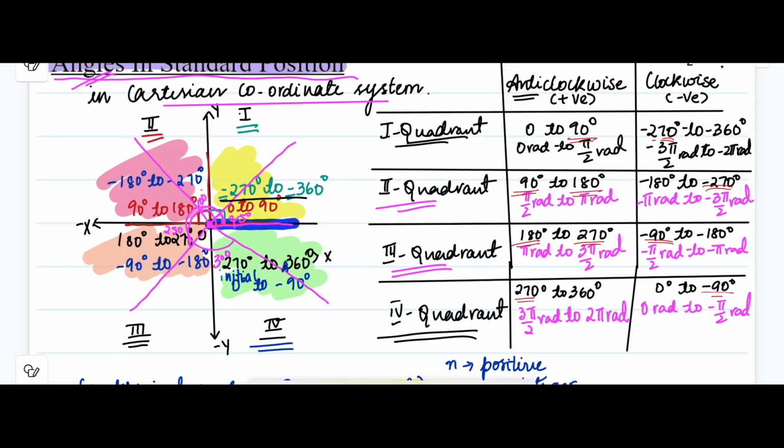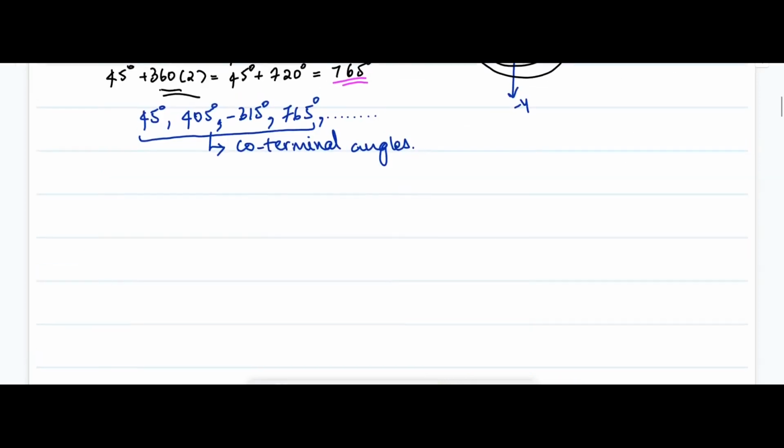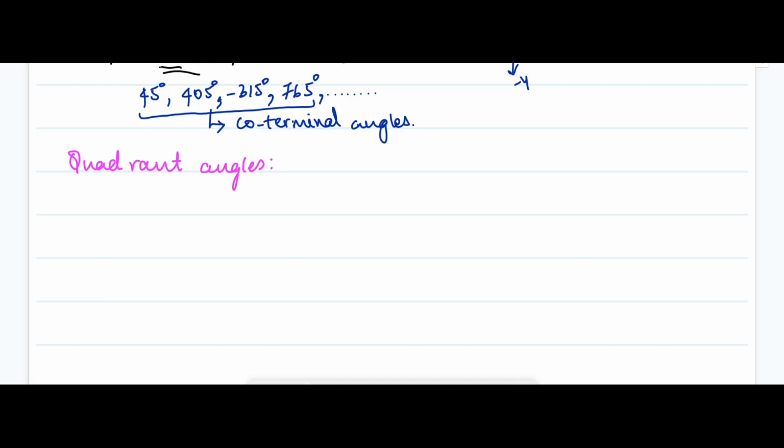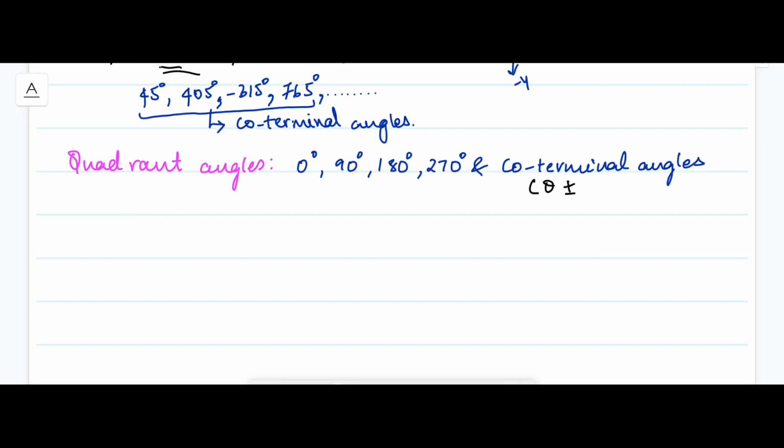So when the angle is 90 degrees or 180 degrees or 270 degrees or minus 90 degrees or minus 270 degrees, which quadrant to consider? For that, there is a term called quadrant angles. So when the angles are 0 degrees or 90 degrees or 180 degrees, 270 degrees, and their co-terminal angles, that is theta plus or minus n of 360 degrees, where n is a positive integer, these angles are called quadrant angles.